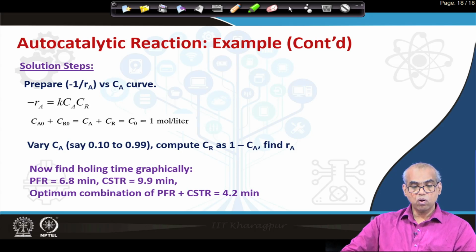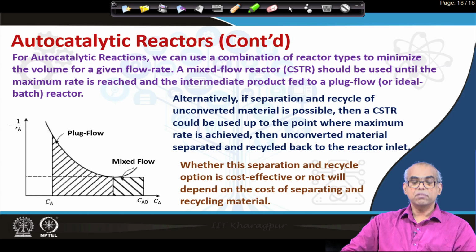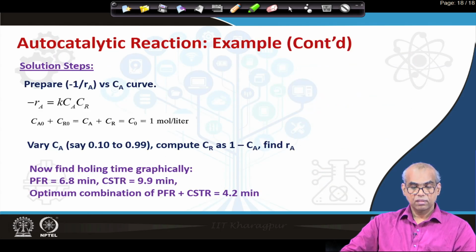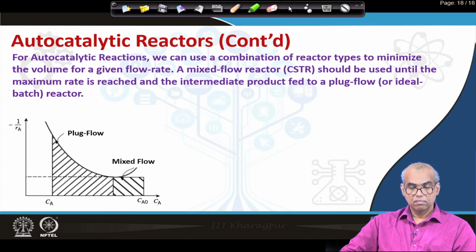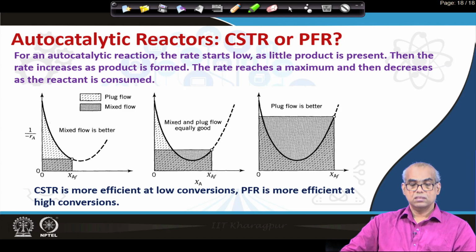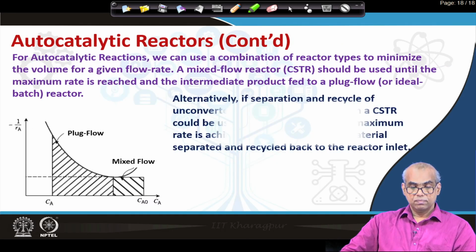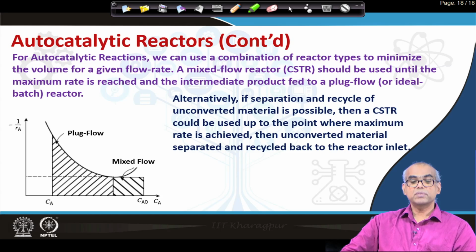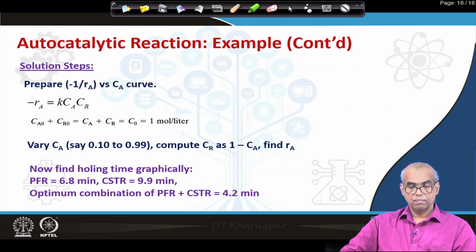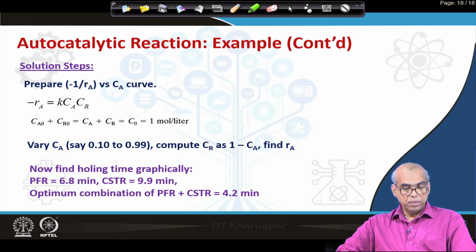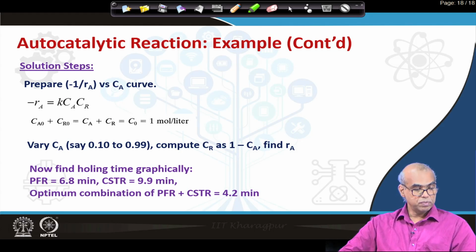So, now we can make a Levenspiel plot. This plot we can make as 1 by Ra versus Ca. Then we find the holding time graphically as in this case, and also this case for the minimum size setup. So, if you do this, the PFR will give around 6.8 minutes, CSTR will give around 9.9 minutes, and the optimum combination of PFR and CSTR will give around 4.2 minutes.